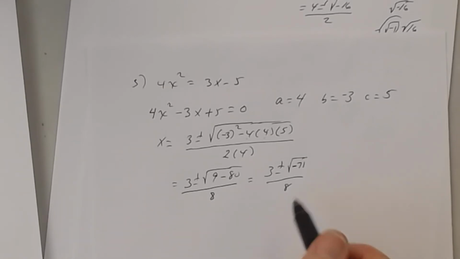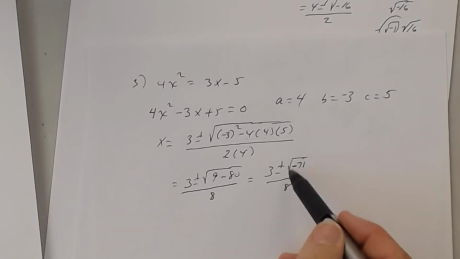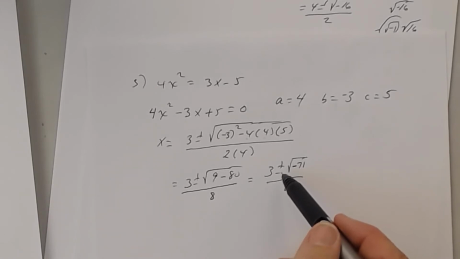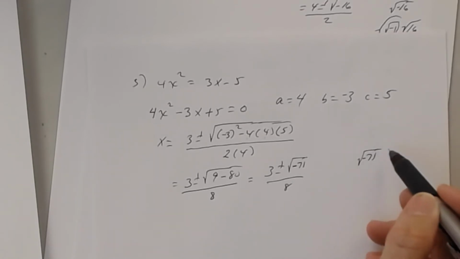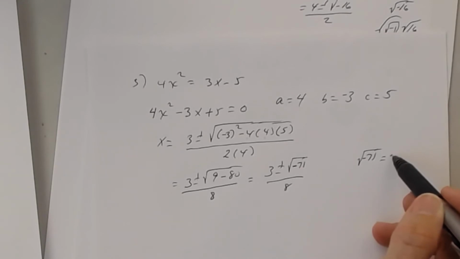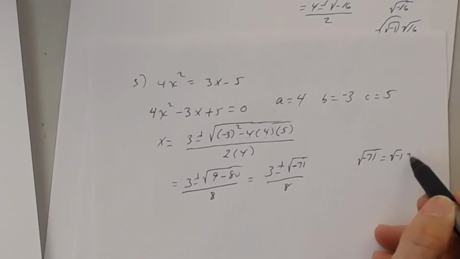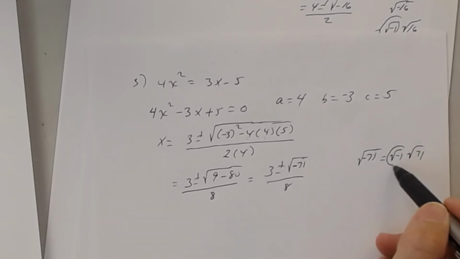Now again, don't leave your answer like this. If you want all your points, you better go further with this. What do you remember about the square root of a negative number? That's that imaginary unit. So you need to rewrite this with i. Off to the side, do you all agree that the square root of negative 71 means the same thing as the square root of negative 1 times the square root of 71? By definition, the square root of negative 1 is i.